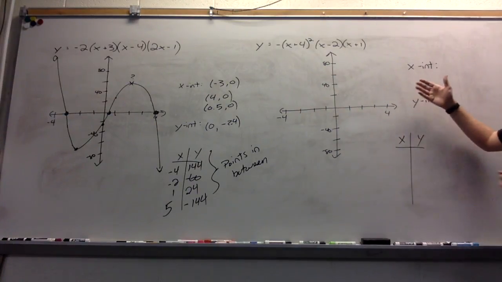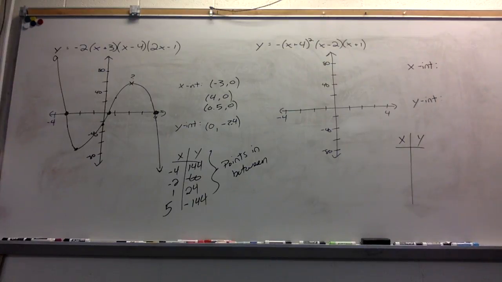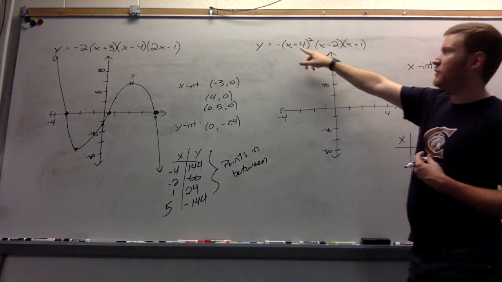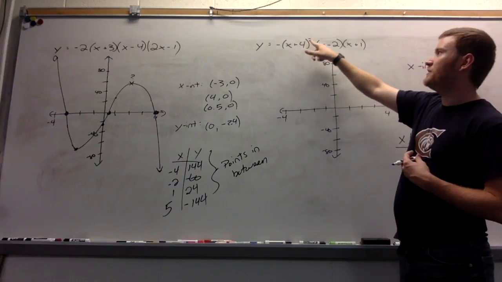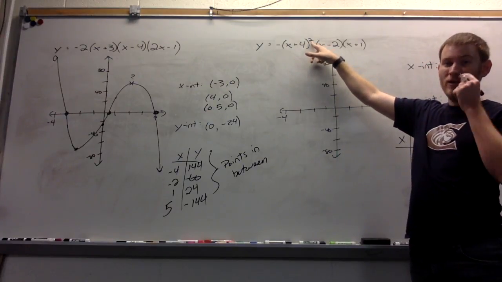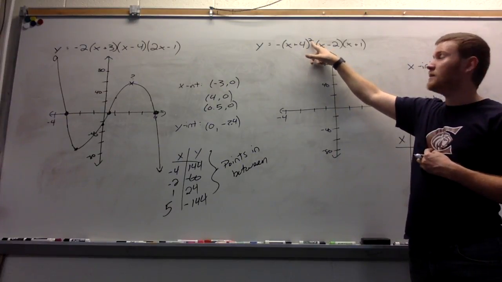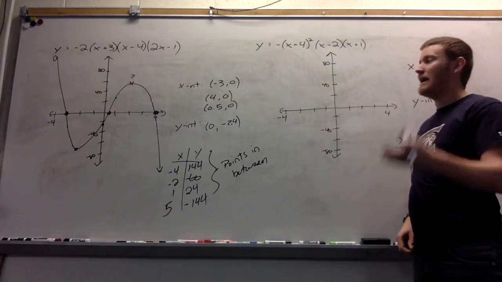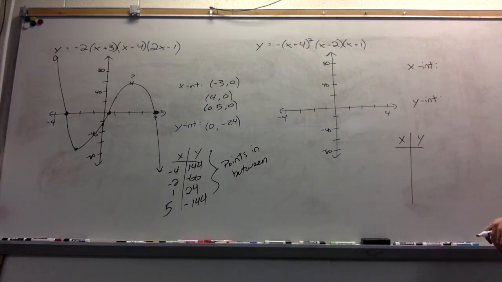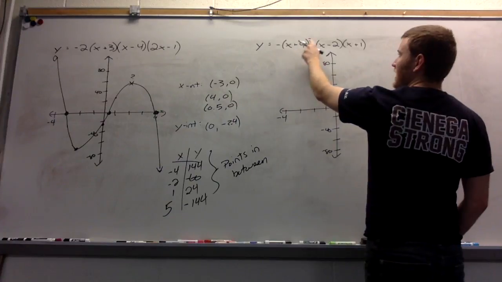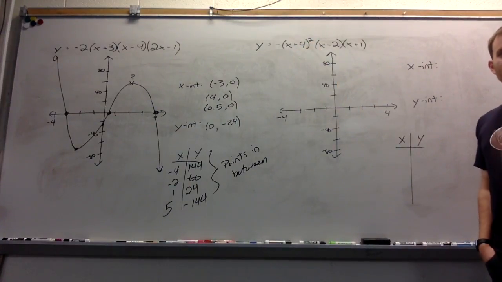We're going to do the same thing here on the second one, and we're going to talk about this. We have something a little bit different, which is that I've got parentheses that are squared, and that will affect a couple of my different things. But what I would suggest, at least right now, is rewriting that as (x+4) times another (x+4) because it's squared.